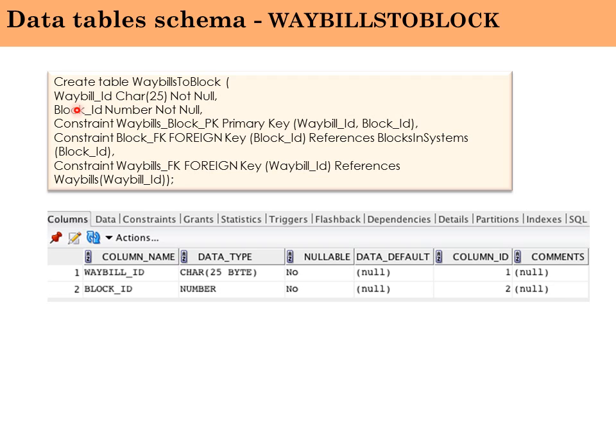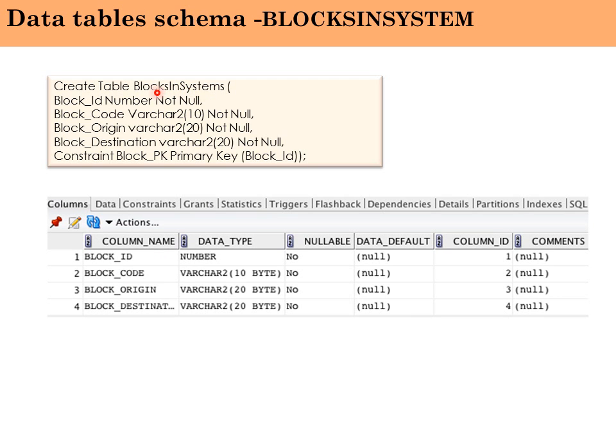Similarly, next we have the create table command for the variables to block table, and there's a screenshot for the table created. Here we have a composite key on variable ID and block ID. So these are primary key and foreign key. Next comes the blocks in system table, where we have block ID as the primary key, and here's the screenshot of the table created.